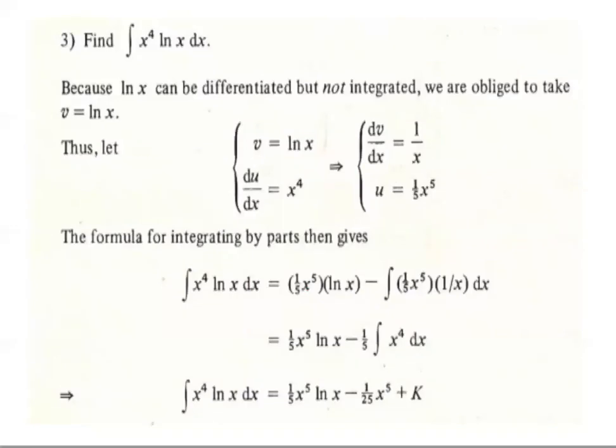Let's look at an example. So you want to integrate x to the 4 ln x, right? So I guess we need to write the formula. We write the formula: the integral of v du/dx is equal to uv minus the integral of u dv/dx, right? Good.